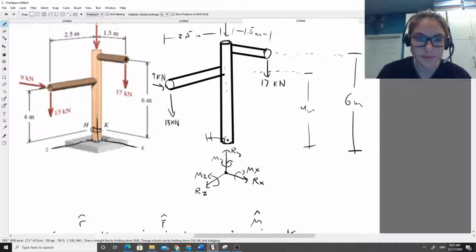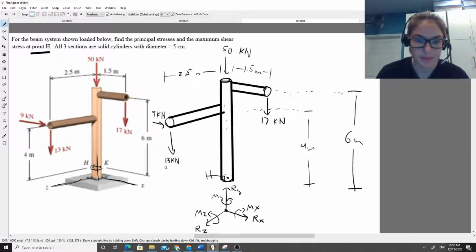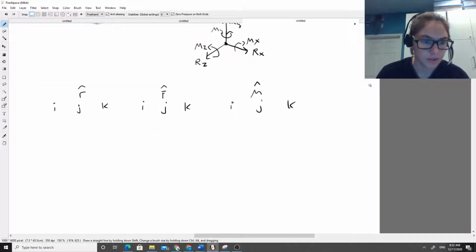So we'll start off, and we have 4 forces here, right? We have the 9 and 13, 17 and 50. So we'll just choose one and get started. Let's start with the 9 kilonewton force. So I'm going to say the 9 kilonewton force is over here.